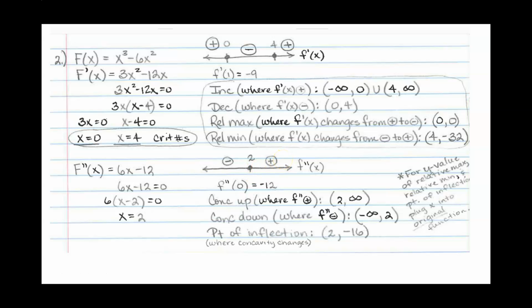So my graph is going to be concave upward anywhere the second derivative is positive. That's from 2 to infinity. And it's going to be concave downward anywhere the second derivative is negative. So that's from negative infinity to 2. Anywhere my graph changes concavity, from concave up to concave down, or concave down to concave up, meaning the second derivative changes sign from positive to negative or negative to positive, I am going to have a point of inflection. So that is at 2.